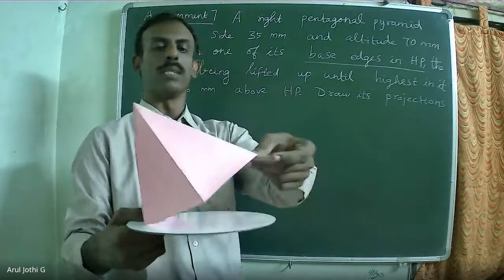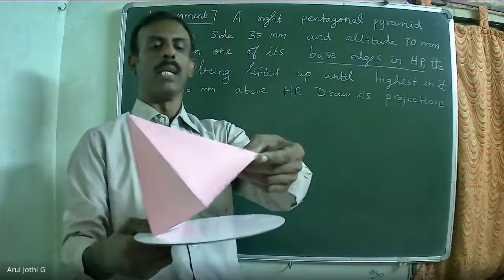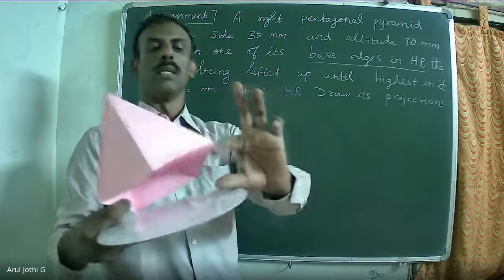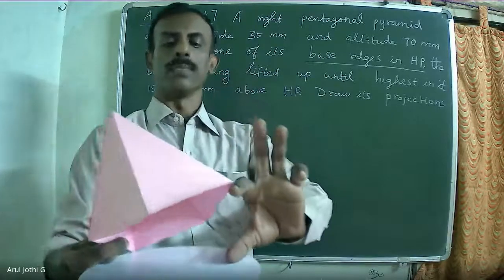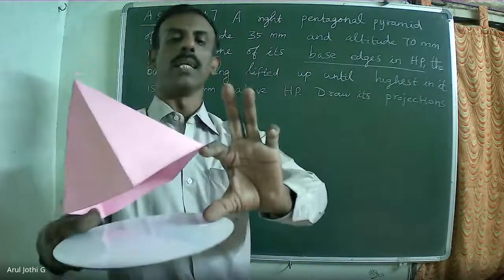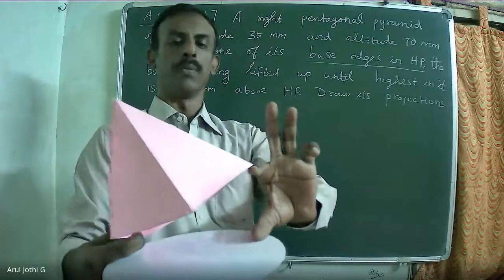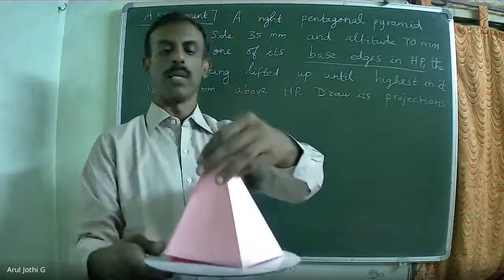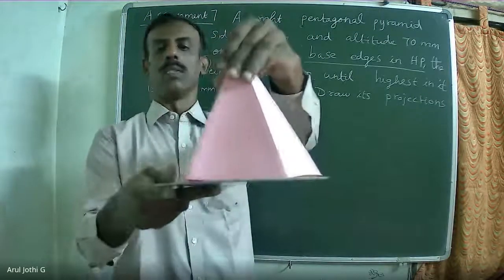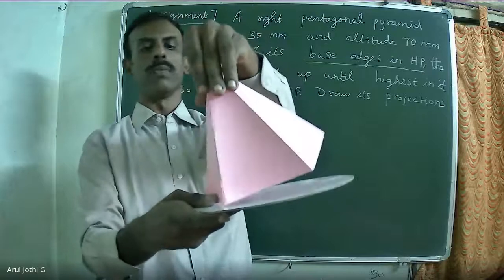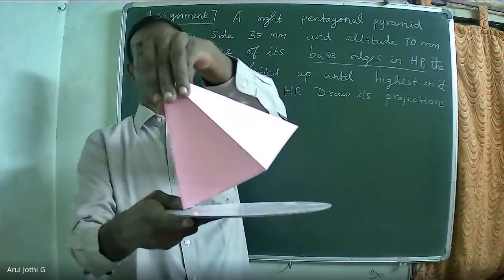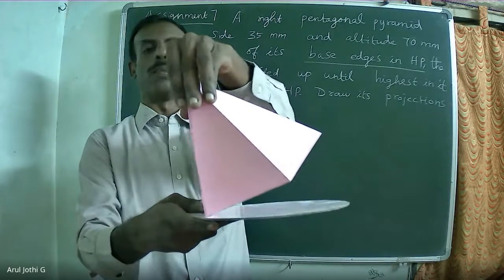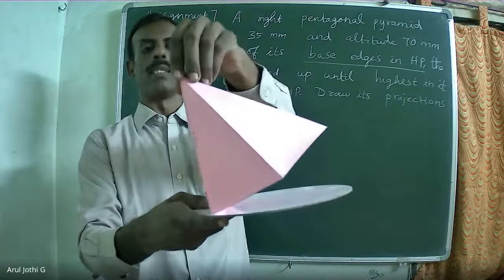I'm going to lift this pentagonal pyramid in such a way that the highest point of the base is 30 mm above the horizontal plane. Okay, like that I'm going to lift. So this is the initial orientation. I'm going to lift this base in such a way that the highest point of the base is 30 mm above the horizontal plane. Now look at the solid here, the axis is inclined to HP.